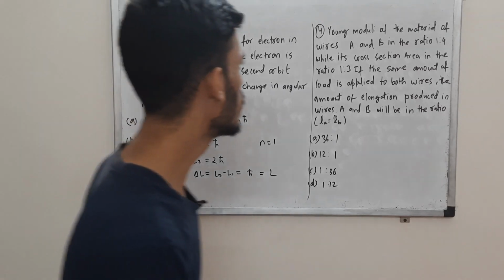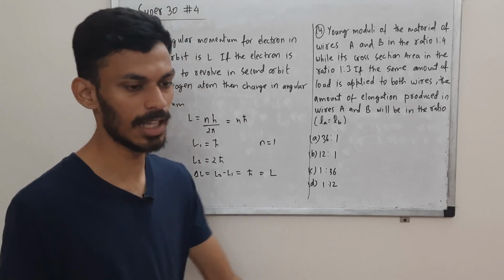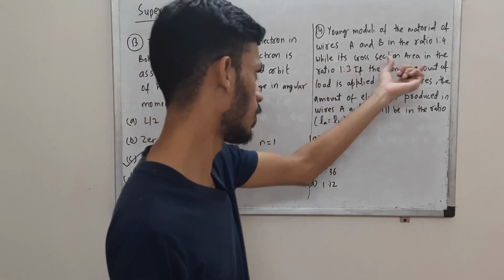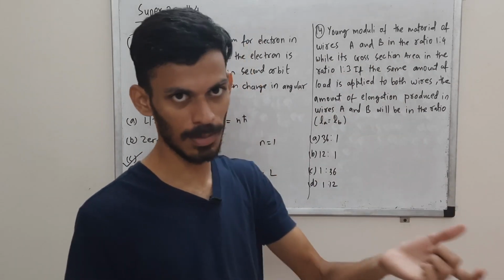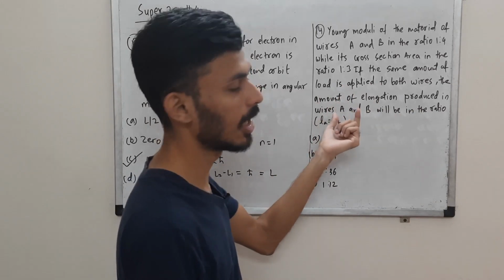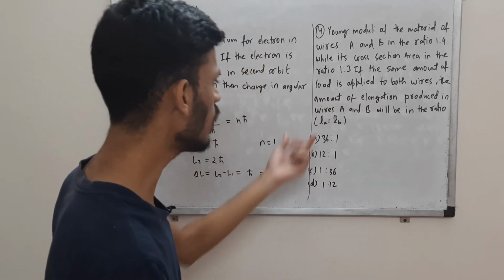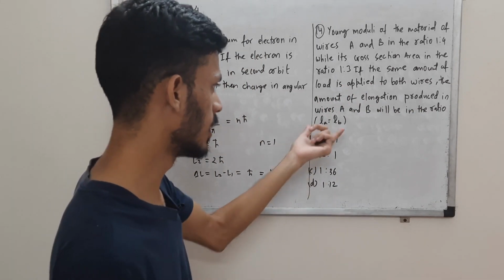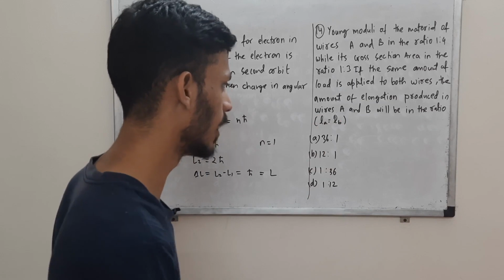Okay, let's come to this one. Here we are given the Young's moduli of two different materials, A and B, in the ratio 1:4. Cross section area is in the ratio 1:3. If the same amount of load is applied, so the force applied is the same, to the two wires, what is the ratio of the elongation? You are supposed to consider the lengths as the same. It was given in the question that the length of both the wires is the same.